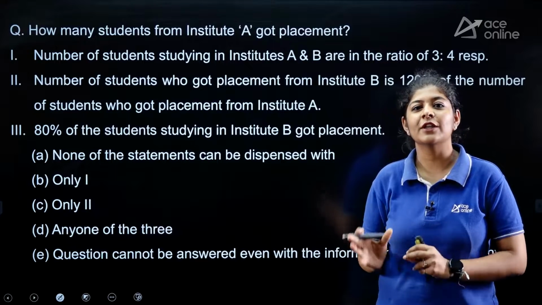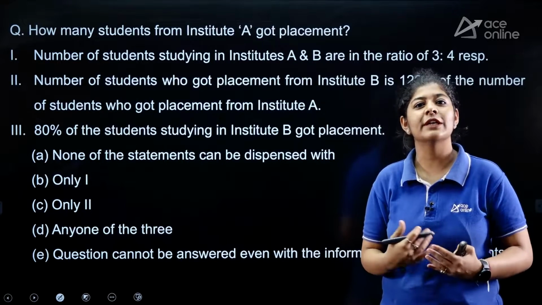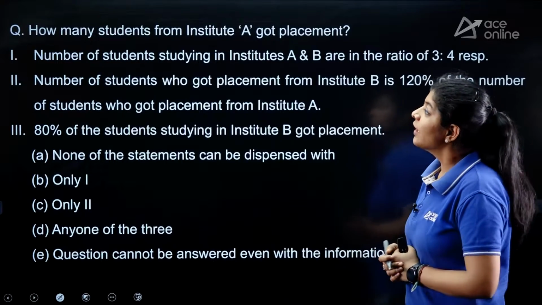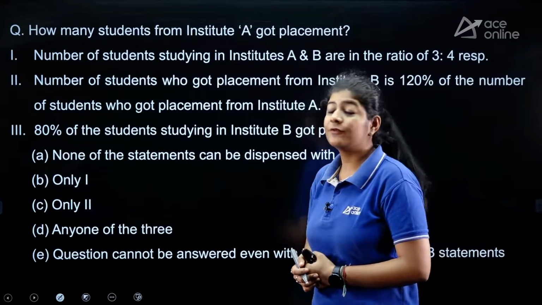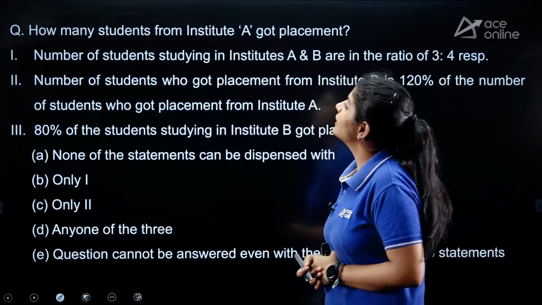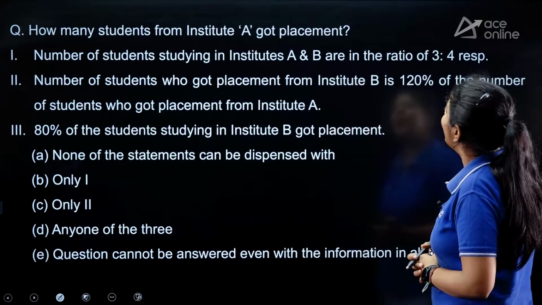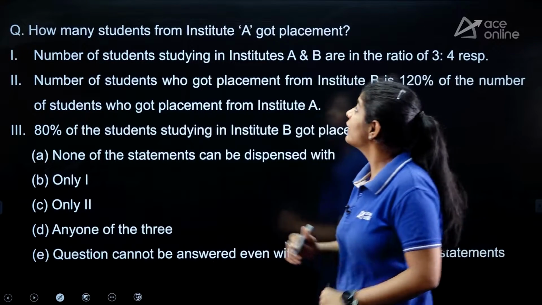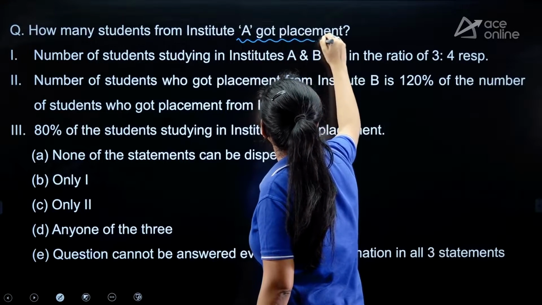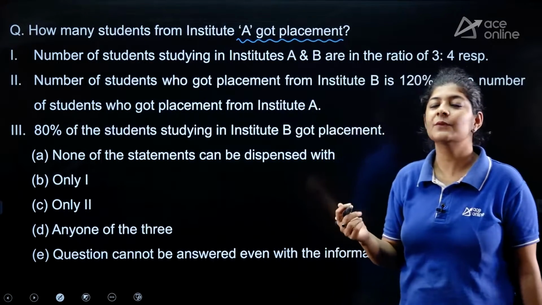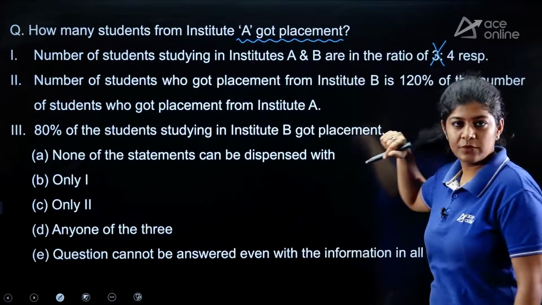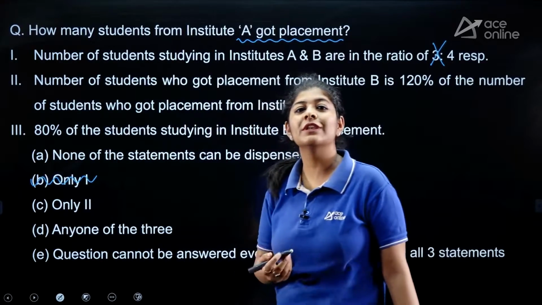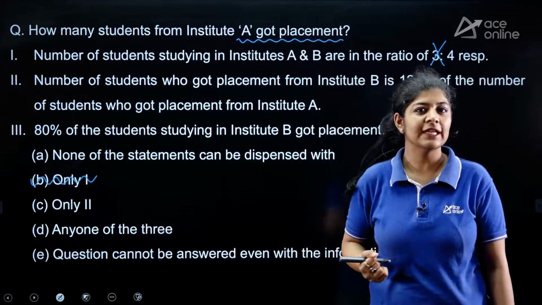I'm giving you a particular time period so that you can attempt or try this, and after that we will simply discuss it as usual. The first statement says that the number of students studying in Institute A and B are in the ratio 3:4 respectively. But what we need to do is find out how many students got placed. So are we able to define the answer with this one? No. If this is no, that means option B is eliminated, which says that only statement number 1 is sufficient to give the answer.